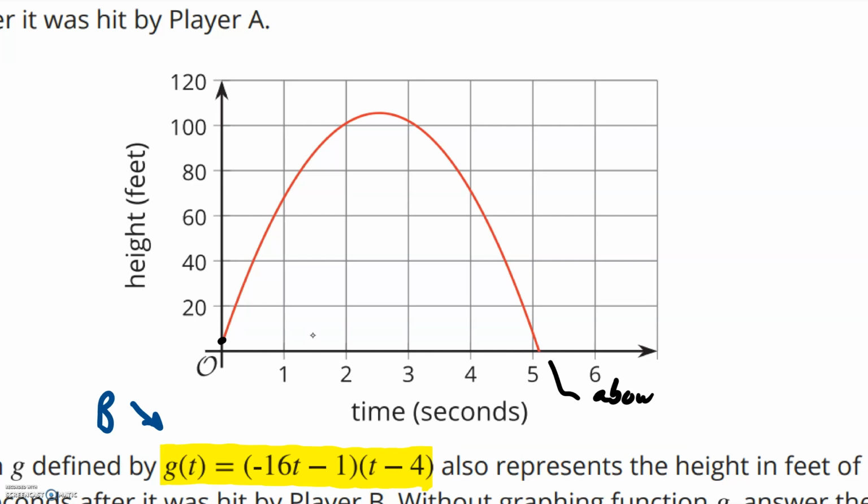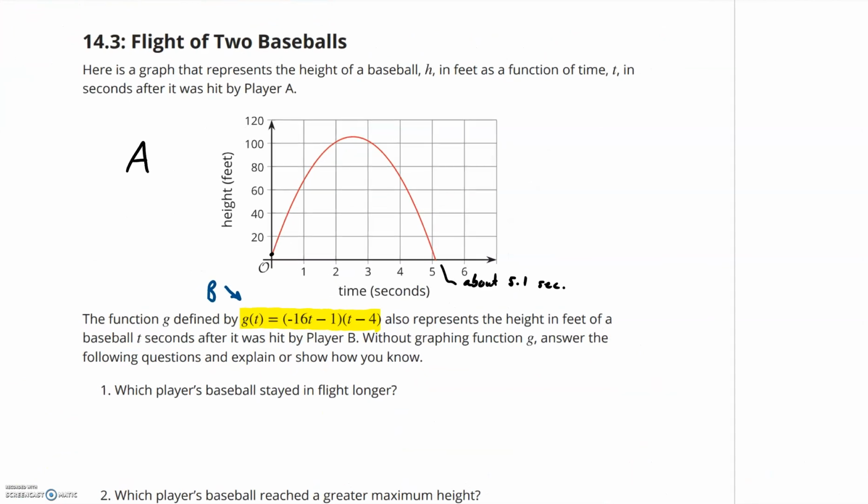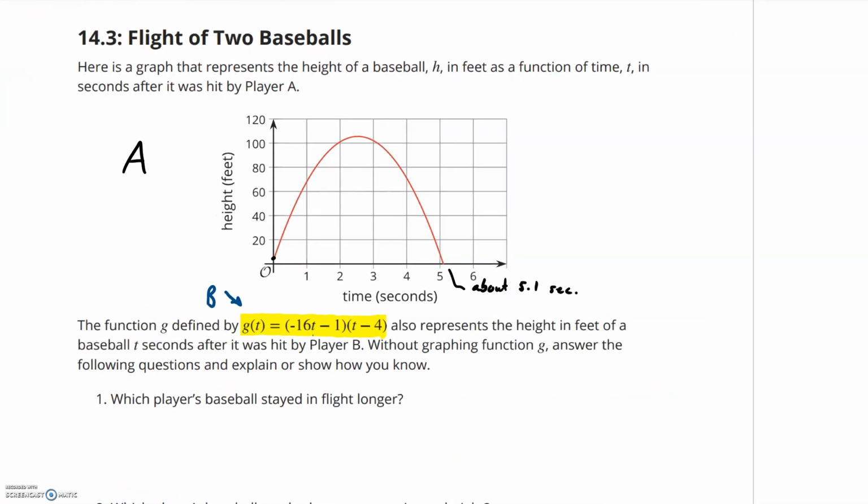About 5.1 seconds. Okay, so player A's ball lands at about 5.1 seconds. Now, if we want to figure out when player B's ball hit the ground, what we need to do is take this function and we want to know when the height is equal to 0. So we'll take this entire function here and set it equal to 0. So negative 16t minus 1 times t minus 4, set equal to 0.